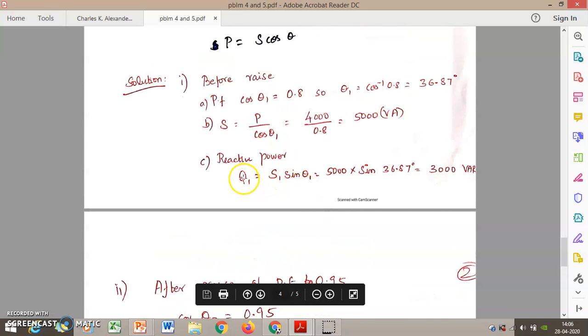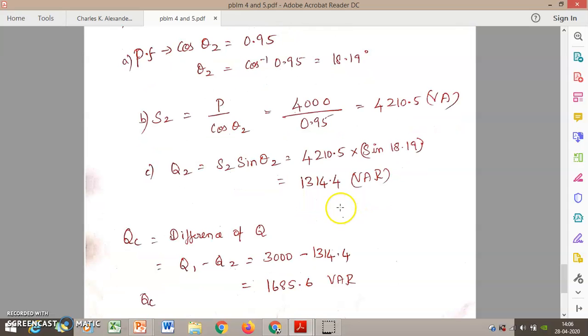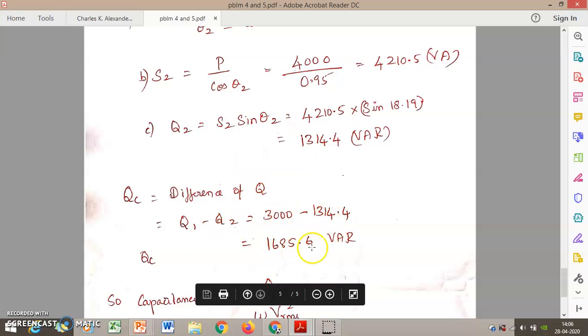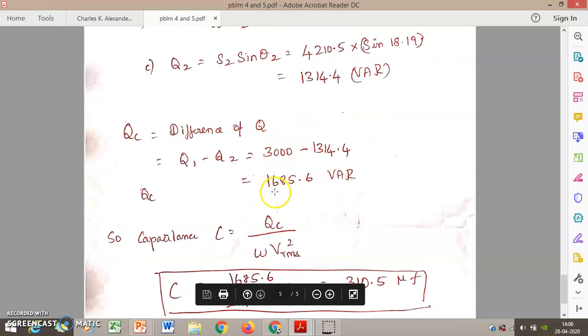Now there is a difference in Q. See, the reactive power consumption at 0.8 power factor is 3000. The reactive power consumption at 0.95 power factor is 1314.4. So it is reduced drastically. That difference makes you find the capacitance value. See, QC is the difference Q1 minus Q2. 3000 minus 1314, which is 1685.6 var. From this we can calculate capacitance.